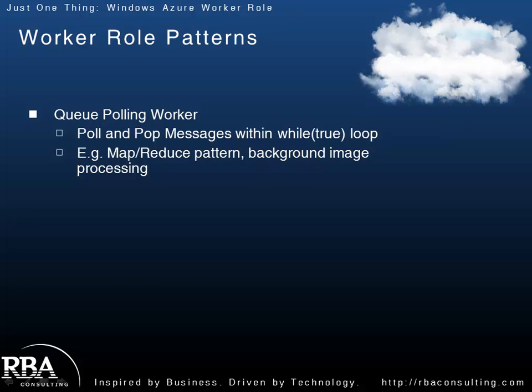When we talk about Windows Azure Storage in a future episode, we'll talk about queues. But if you've used MSMQ or other queuing mechanisms, you already kind of know what they are. The idea here is that as the worker role is running, it's polling a queue every so often and popping messages off that queue and doing some kind of work based on that message. A common example would be the map reduce pattern, where a message gets dropped on a queue about doing some background image processing. The worker role picks up the message and does whatever image processing it needs to do.